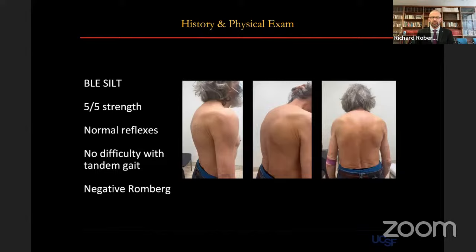So this is his clinical picture. You can appreciate his deformity. Bilateral lower extremities are intact for sensation, normal strength, normal reflexes, no difficulty with tandem gait and negative Romberg.